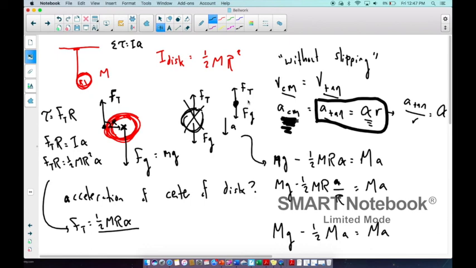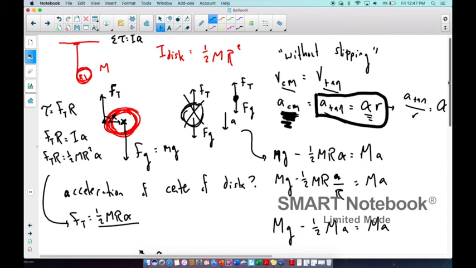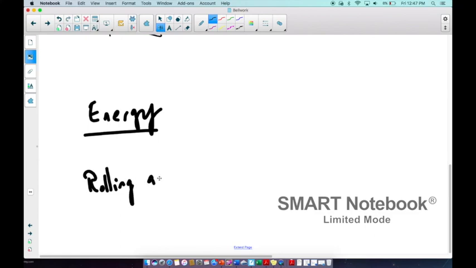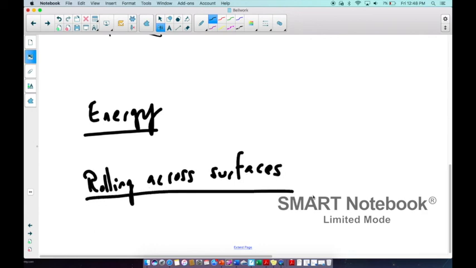All right. You guys are going to be practicing this on your own, and tomorrow we will look at two things. We'll look at rotational energy, so energy with rotation, and we will look more carefully at objects that are moving across surfaces that are rolling. And we'll talk more in depth about what this whole slipping and not slipping thing is.